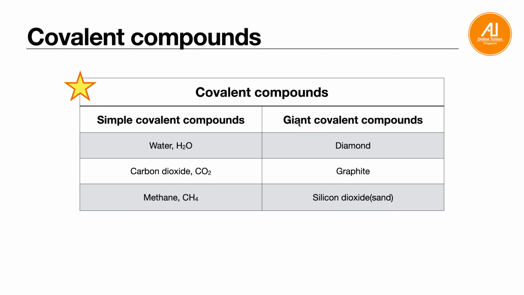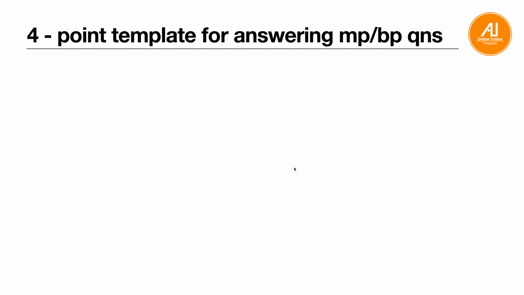But what about this group? Giant covalent compounds. The typical examples are diamond, graphite, and silicon dioxide, which is sand. All these will form giant structures, usually consisting of atoms, not molecules. So let's take a look at the in-depth 4-point template.